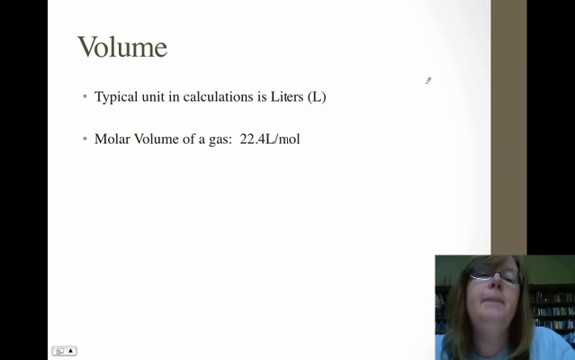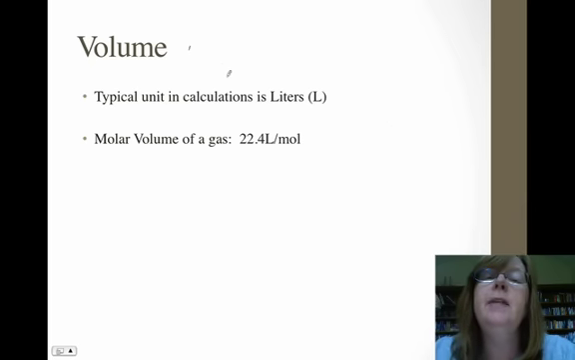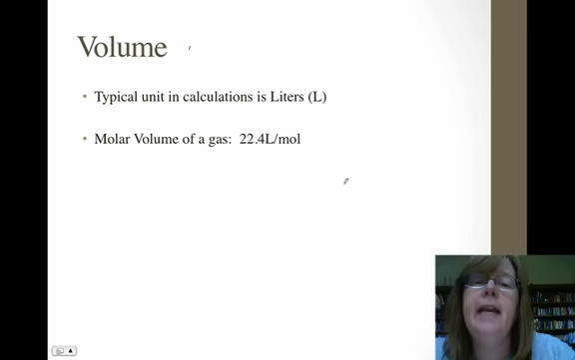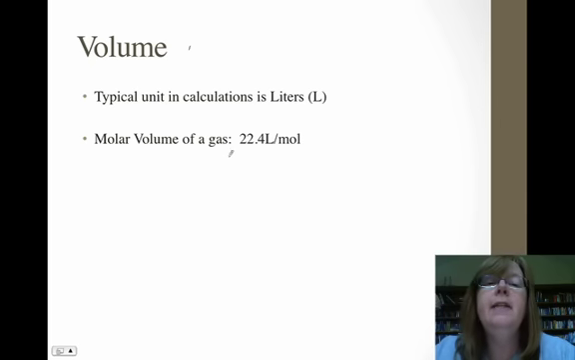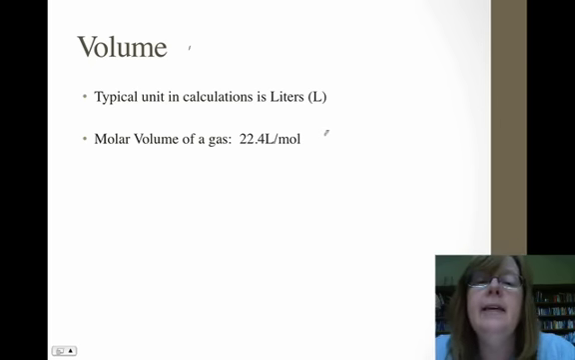Volume. The typical unit that we're going to use for volume is liters. And again, just remember that a gas will take the volume of the container that it is in. And this should look familiar. The molar volume of any gas, if we are at STP, is 22.4 liters per mole.